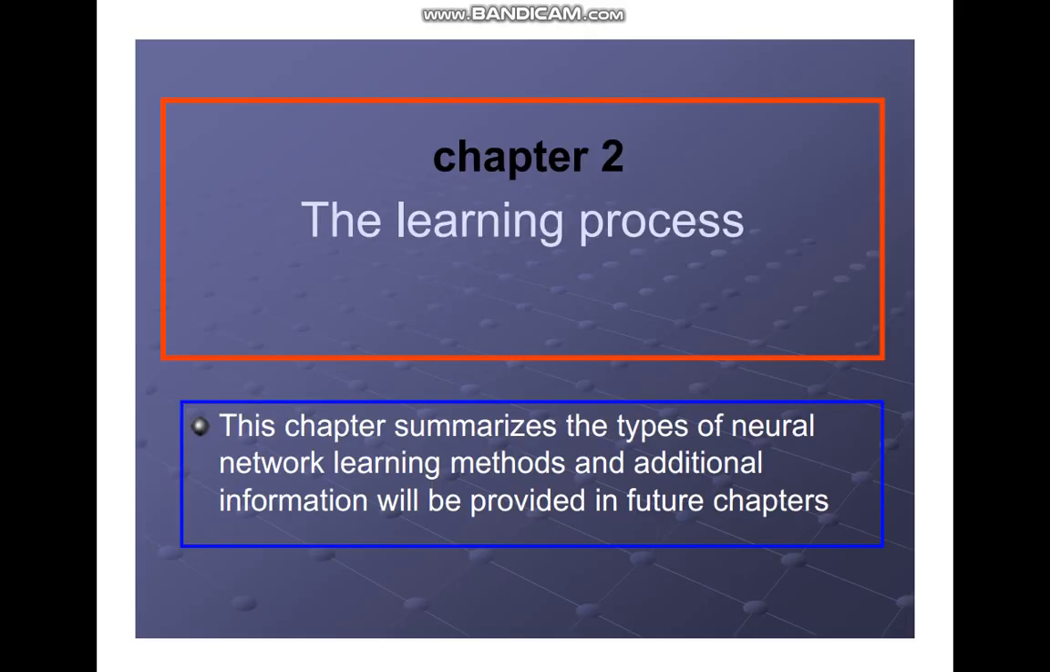I'm recording chapter 2 in English lesson for the neural network control course. Chapter 2 is titled The Learning Process. Of course, we are just summarizing different types of neural network learning methods, and additional information will be provided in future chapters.